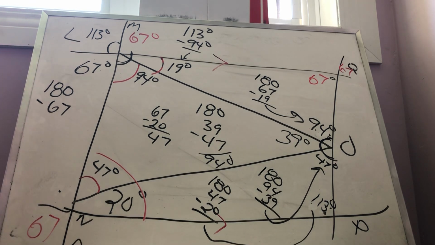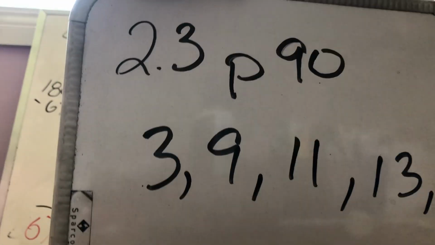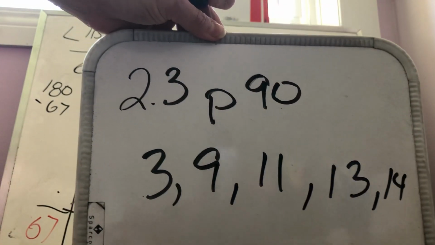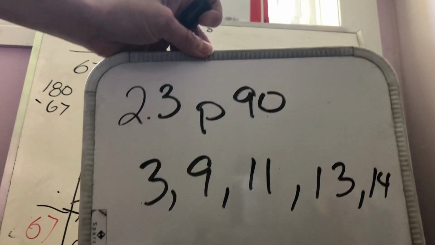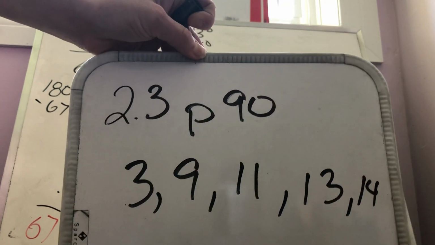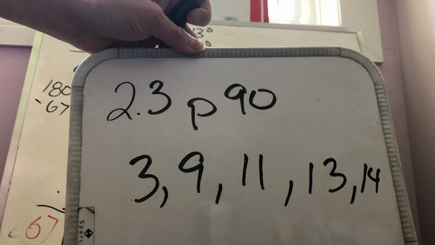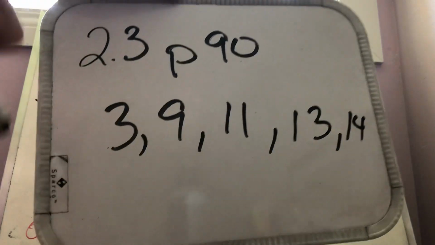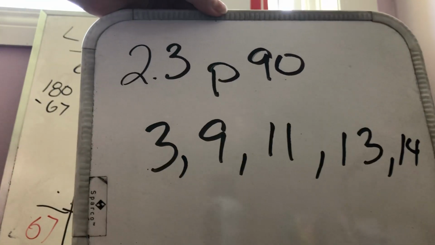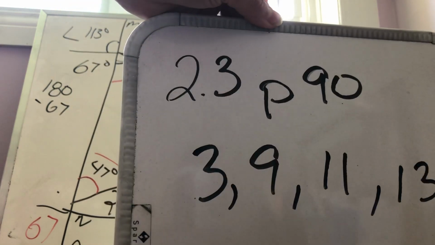Okay, so with that, I'm going to give you a couple to try. So this is in section 2.3, page 90. I'm going to give you a little list here. I'm writing on a small whiteboard. So 2.3, page 90. Give these a try: 3, 9, 11, 13, and 14. They're a good, well-rounded summary of these styles of questions, and they do get more complicated as you go. But if you have any questions on those, please let me know.